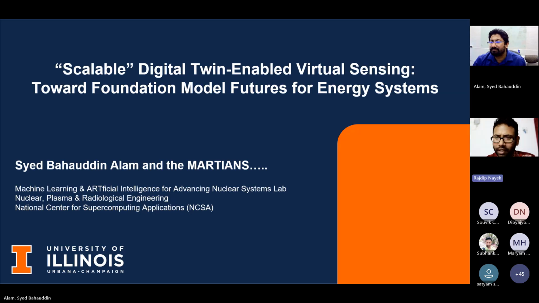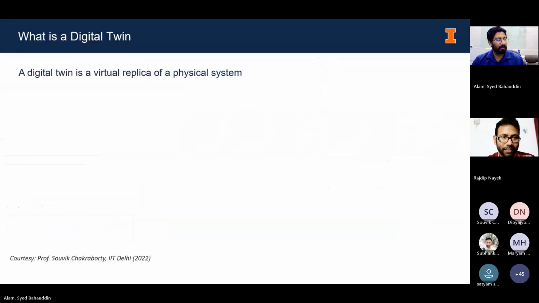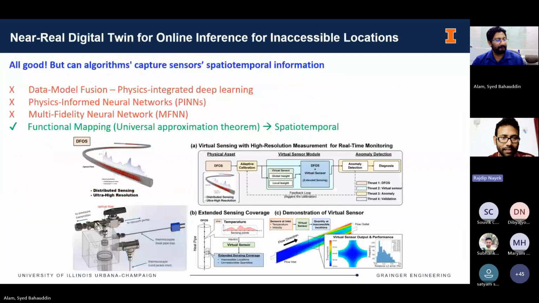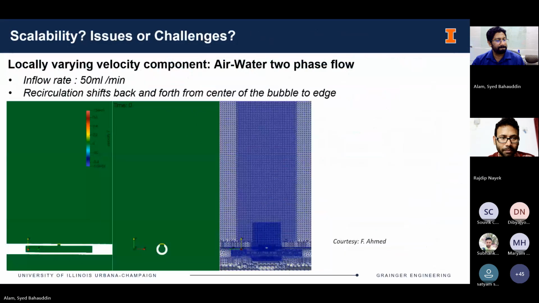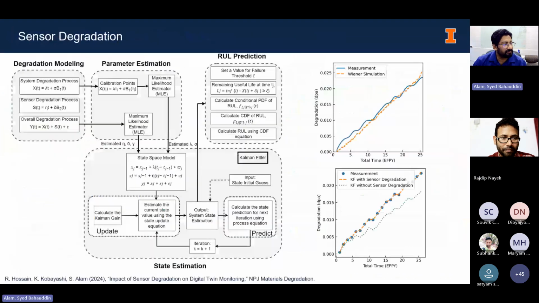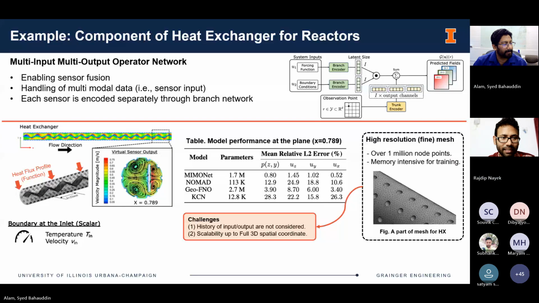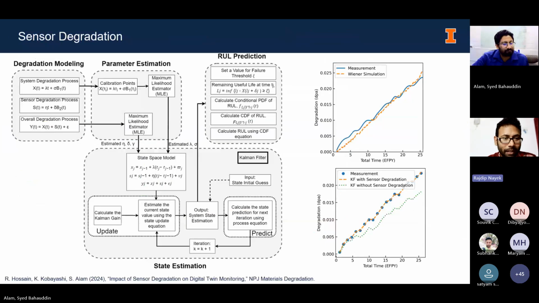About the sensor degradation, you had a slide on sensor degradation where you used Kalman filtering to also capture the degradation of the sensor. Let me go there. Yes, this one. In this case, you are assuming that the sensor was also undergoing degradation, so whatever results it is showing is probably not correct, right?